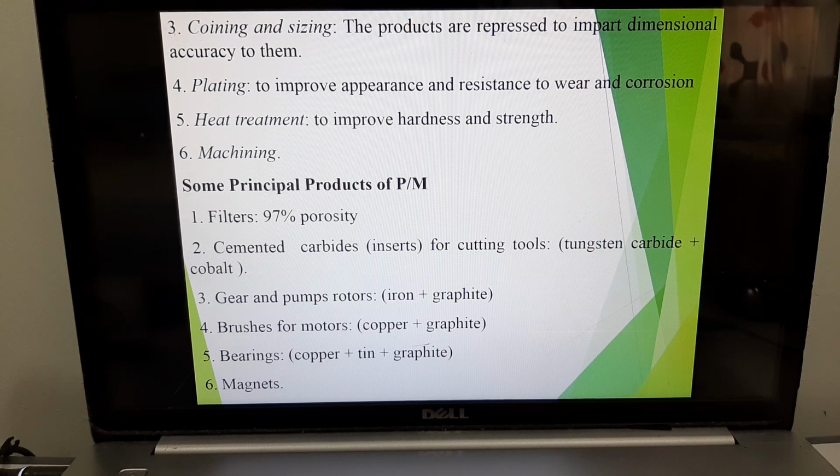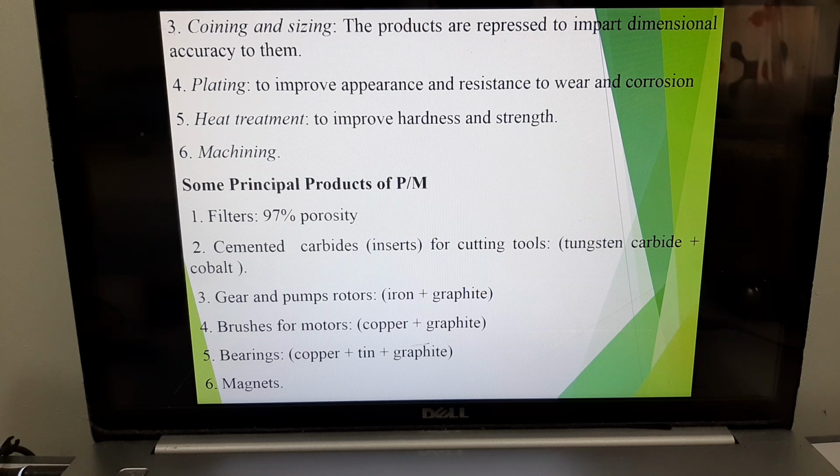So what are the parts that you can produce? You can do coining. You can produce coining or coins. You can do a plating procedure. Okay, machining, heat treatment, all can be done on the final product.